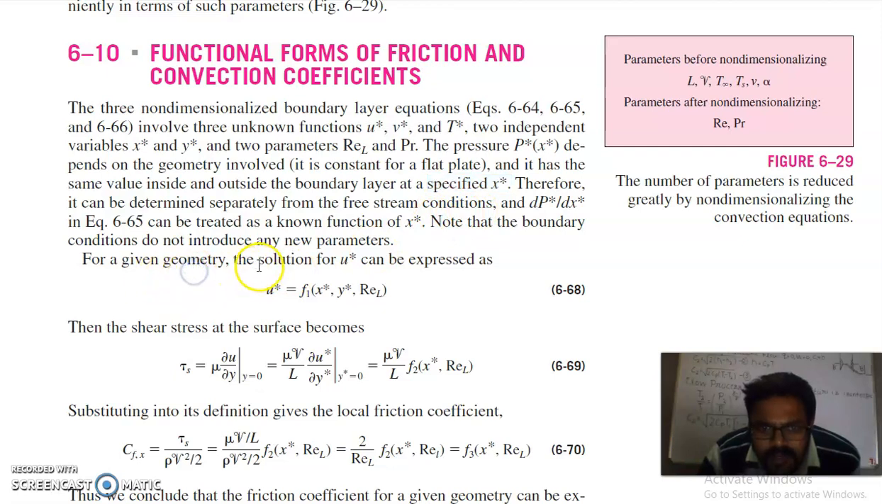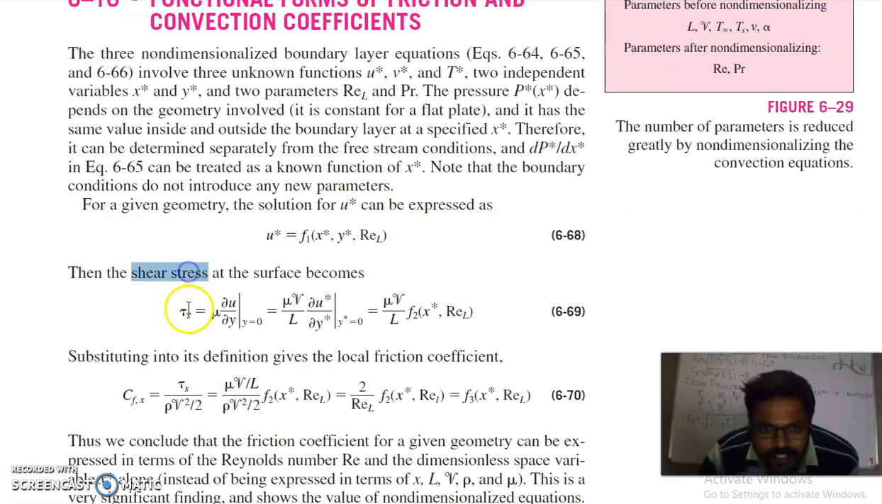For a given geometry, the solution of u star can be expressed as a function of x, y and Reynolds number. We know shear stress is equal to this at the surface. Replace u with the dimensionless parameter, that is u star, and y with the dimensionless parameter, that is y star. You will get this equation. Now u is a function of this. You can place u here. You will get a new function f2, which is a function of x star and Reynolds number.